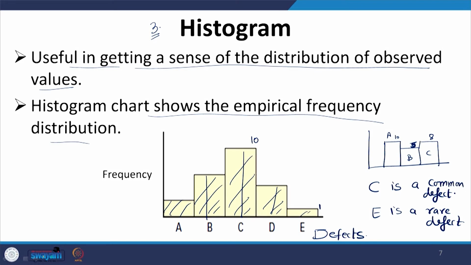So, the very purpose of the histogram is that just by seeing this diagram you will be able to understand which defect is more common and which defect is less common. So, that is just the interpretation of this histogram diagram.